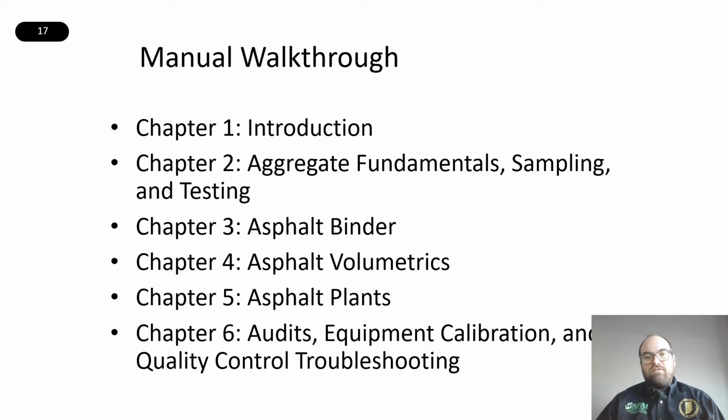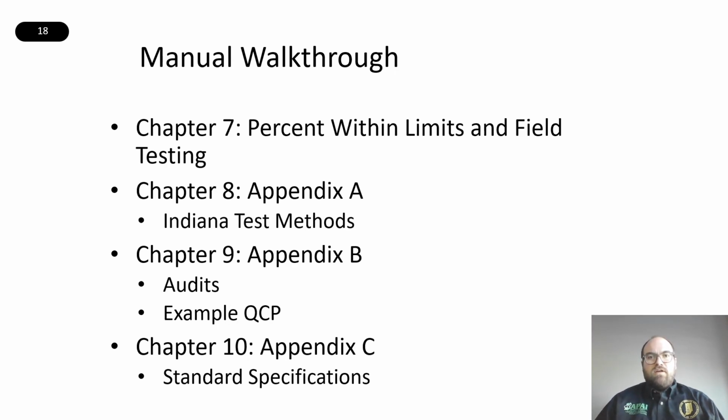Chapter 4, asphalt volumetrics. That's where we talk about mix design and the volumetric properties that go into determining and developing that mix design and the volumetric properties that we use for testing of the finished product. Chapter 5 is asphalt plants, plant operation, and plant setup, etc. Chapter 6, audits, equipment calibration, quality control troubleshooting, lab equipment setup, etc. Chapter 7 is where we talk about our field testing and the percent within limits determination, how we calculate pay for QCQA hot mix asphalt.